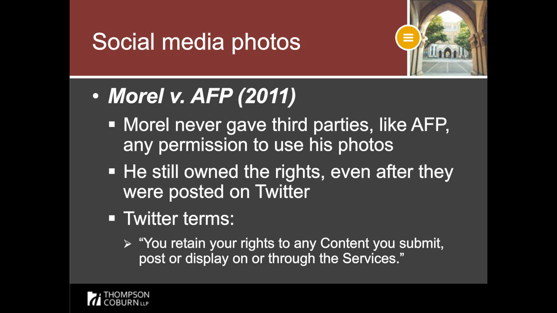Morel never gave third parties any permission to use his photographs. Even if he had posted them on Twitter, which we're not sure of, the Twitter terms would say, we, Twitter, have the right to use your photographs, but as you see on this slide, you retain your rights to any content you submit, post, or display on or through the services. So Morel still owned the rights to anything he had put on Twitter, even if he had put these on Twitter. And there was no excuse for other people to use them.